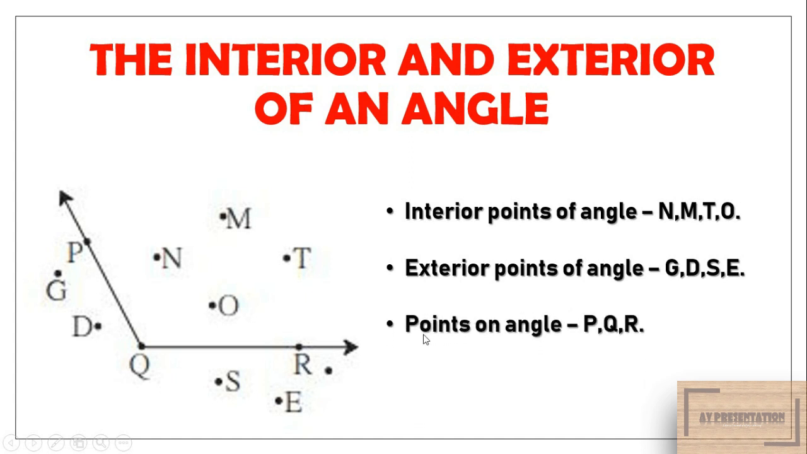Then points on an angle: point P, point Q and point R. These points are on the angle. So some points are interior points of the angle, and some are points on the angle.